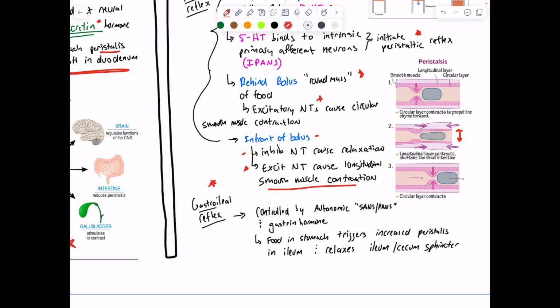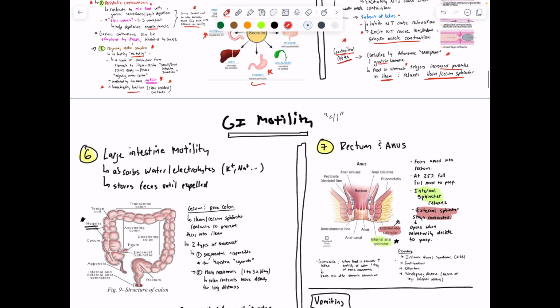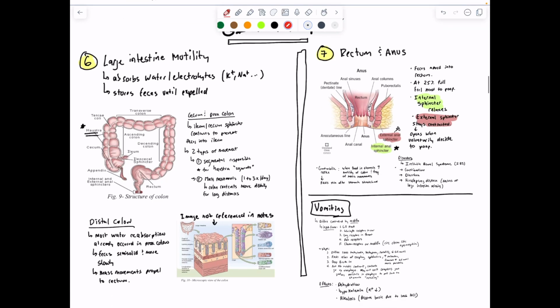And then final thing to mention, we have this idea, gastroileal reflex, controlled by the autonomic nervous system and the gastrin hormone. Basically, food in the stomach is going to trigger increased peristalsis in the ileum, and it's going to relax the ileocecal sphincter. So if you have food in the stomach, it's going to increase peristalsis movement at the end of the small intestines, so kind of start making way for more things to come in. All right, so we're almost done with this section.